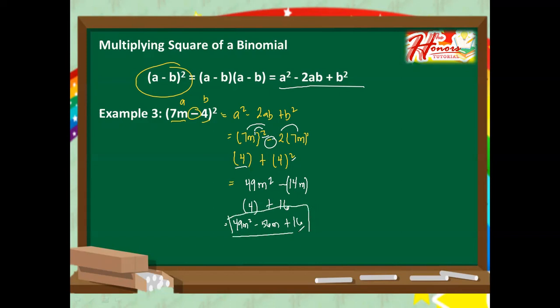So that is for multiplying the square of a binomial for special products. Please watch the second video or the part 2 of this video to learn more about special products, okay?